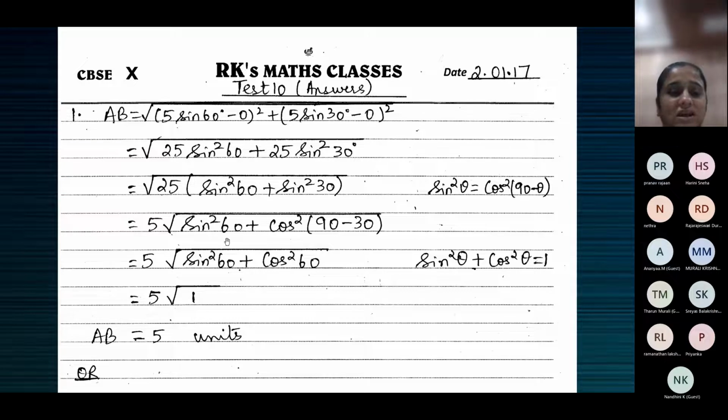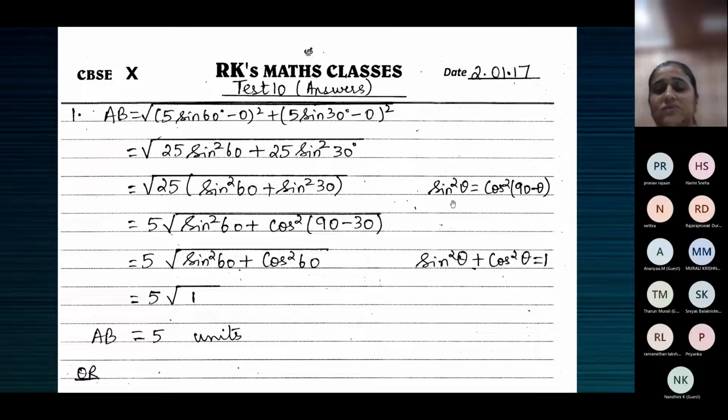Okay, one more thing. 25 is common, right? So it comes out of the square root as 5. Square root of 25 is 5. Now we have sine square 60, sine square 30. Now sine square 30 degrees, you can see it here.